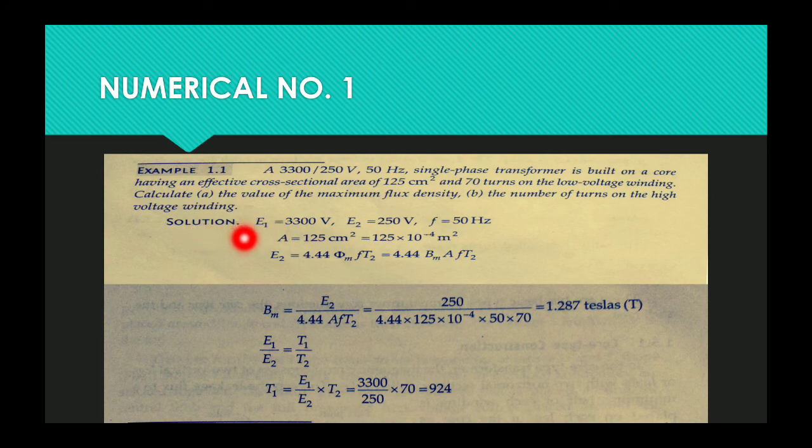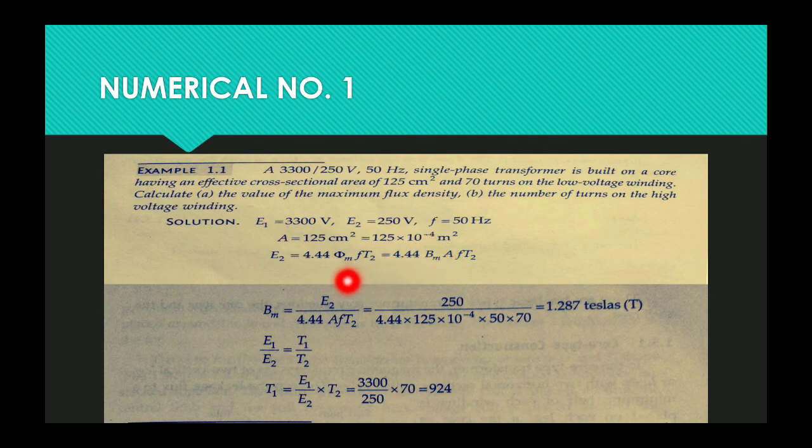So here the given data are E1, that is the primary supply voltage or EMF, that is 3300 volt, E2 that is 250 volt, F equals to the frequency, that is equals to 50 Hz, A is the cross sectional area of the core or effective cross sectional area of the core, that is 125 centimeter square, equals to 125 into 10 to the power minus 4 meter square.